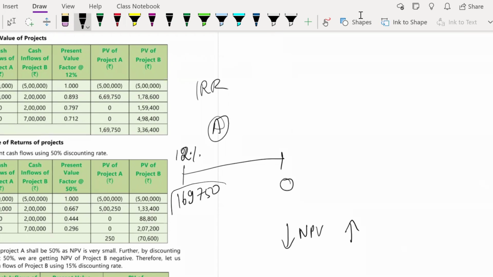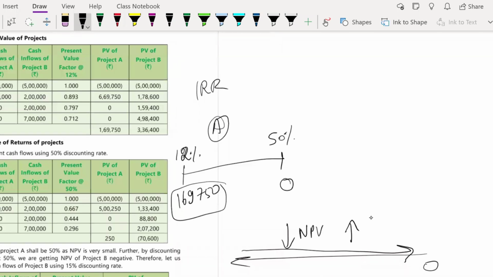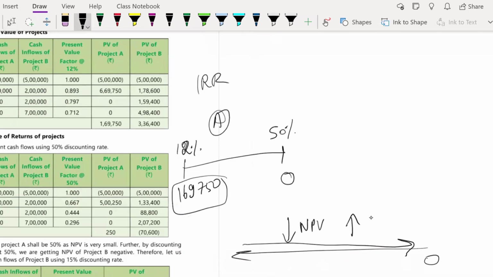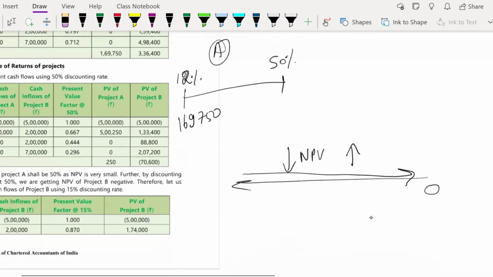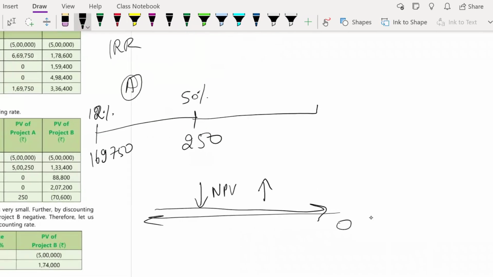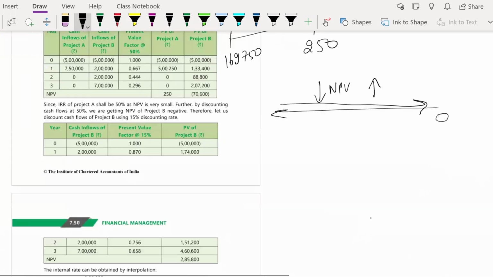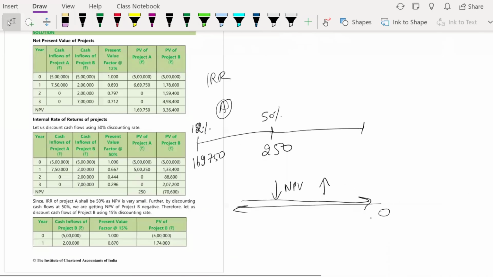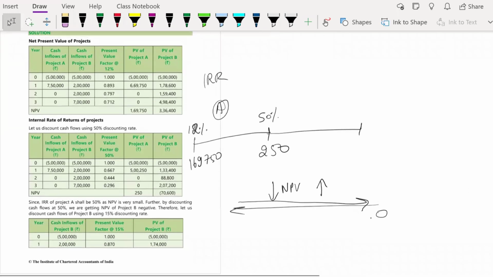Now here, since the difference is so huge, I hope you remember I told you in the last class itself, if the difference is so huge, like 1,69,750, then it will take a big jump in the discounting rate to come down. So they have taken a huge gap, 50%. At 50%, they have got an NPV of 250 rupees, positive again.